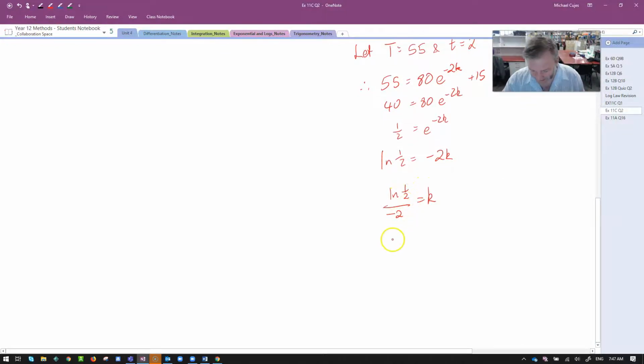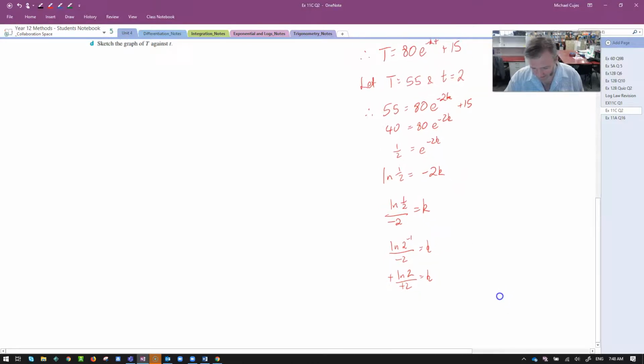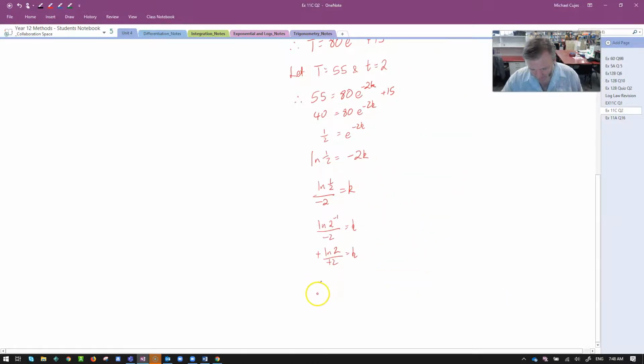Isn't it the same as the log of 2 to the negative 1 over negative 2? And then I could put the negative out the front. Negative log 2 over negative 2. And it's just going to be a little bit nicer if I use the log of 2 divided by 2 as opposed to the log of 1/2 divided by negative 2. I'm going to go with that. It doesn't really matter if you didn't. But now we've found our values.